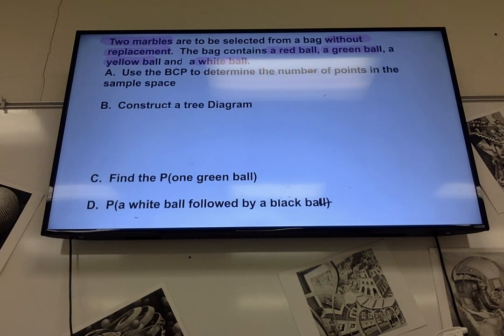I've highlighted what's going to be important. You can jot down just that. We're going to answer those questions. You can wait and jot them down as we answer them. It's up to you.